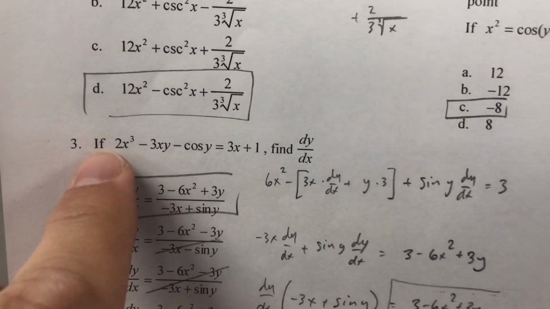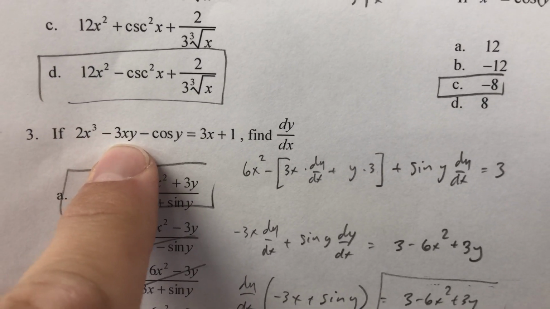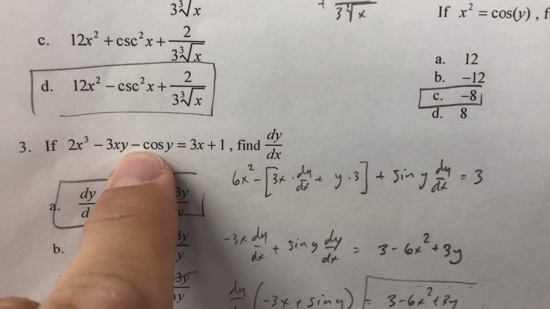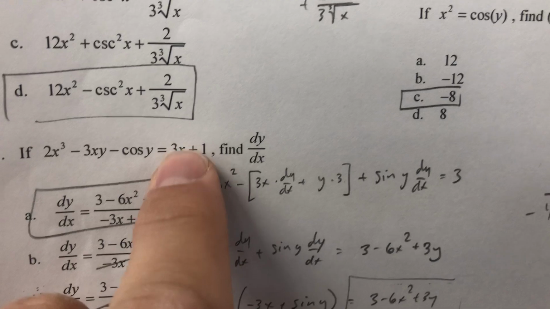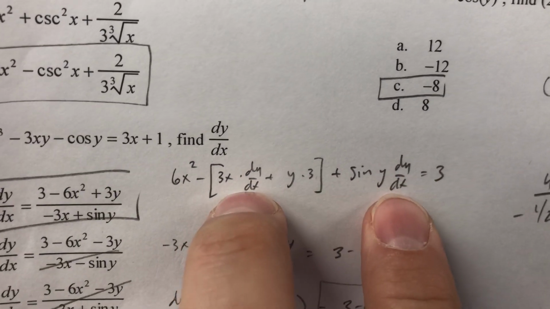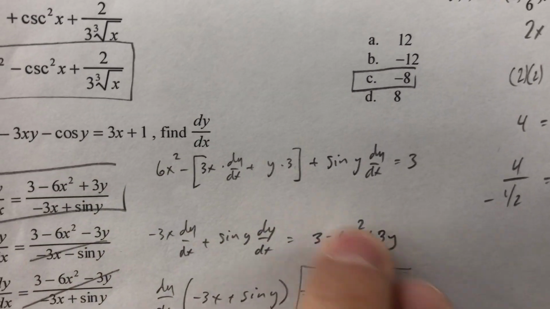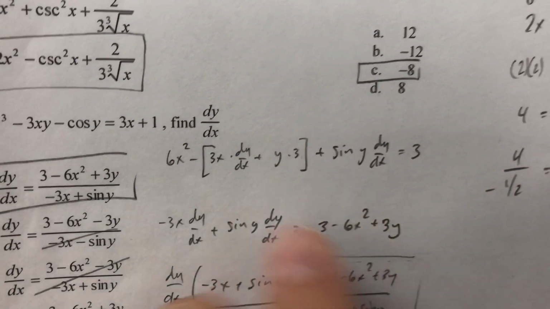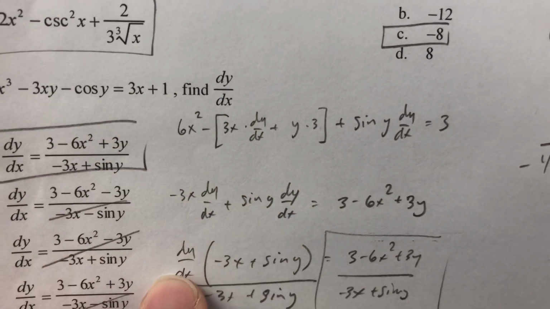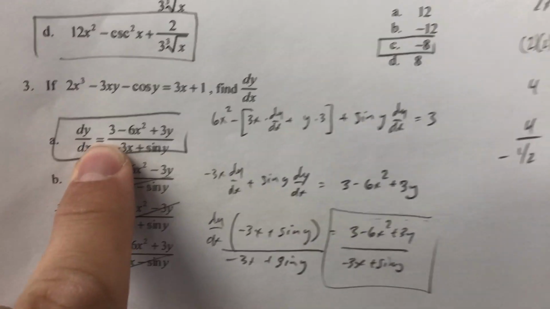Number 3, I have a 6x squared, and then I have a product rule. So product rule is in there with that minus sign on the outside. This becomes a positive sign y dy dx, and then a 3 on the outside. So I have 2 dy dx's that I keep on the left-hand side. I take the 6x squared, I move it over. I take this 3y, move it over, and it's a negative, so I have to add 3y. And then I factor out the dy dx, and I divide it over for my final answer A.